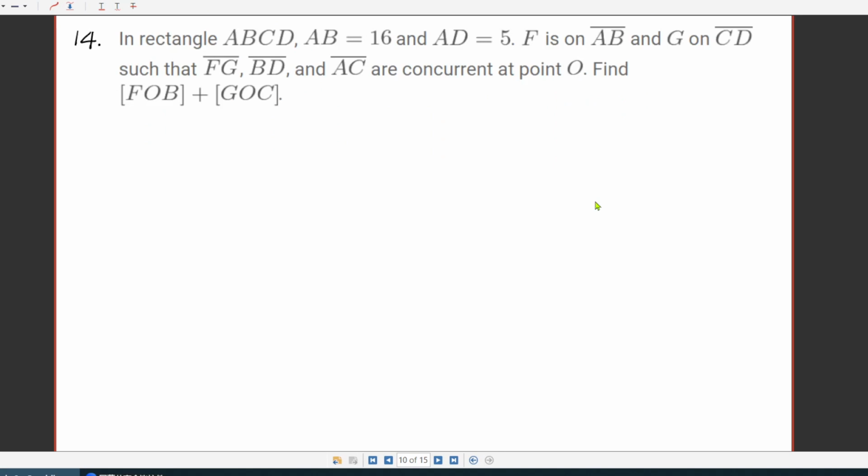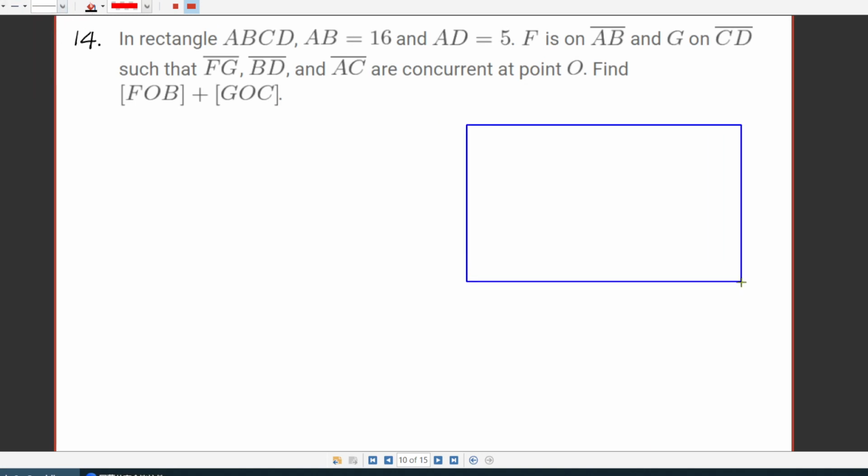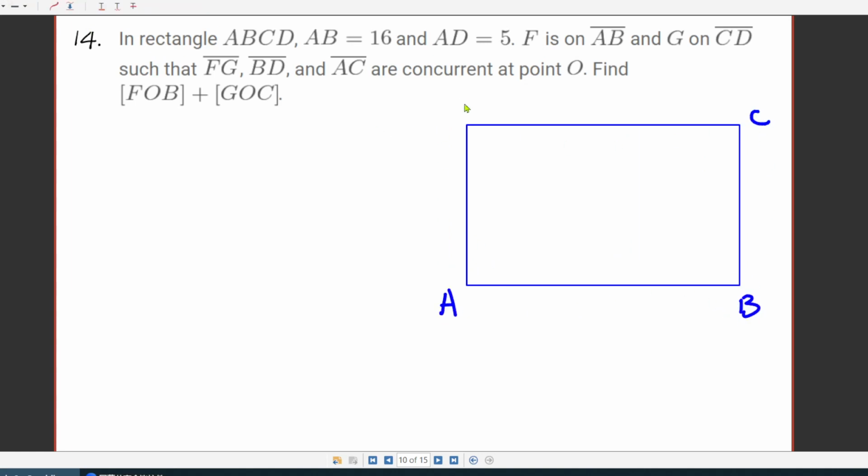Rectangle ABCD. Okay, let's draw a rectangle first. We have, let's say this is point A, B, C, D. AB equals 16, AD equals 5, F is on AB, and G is on CD, such that FG, BD, and AC are concurrent at point O.